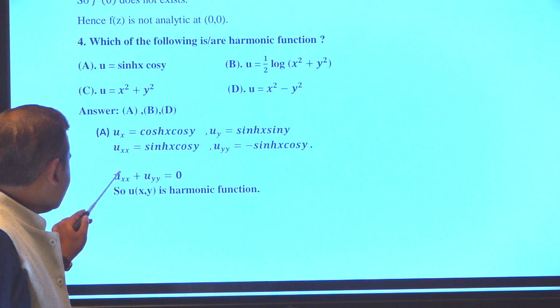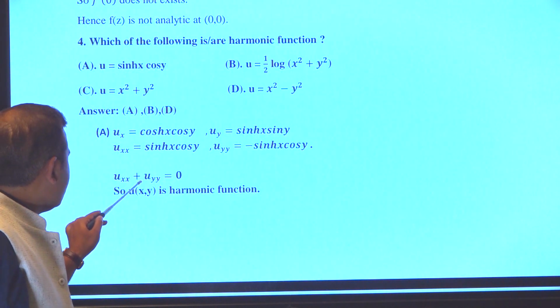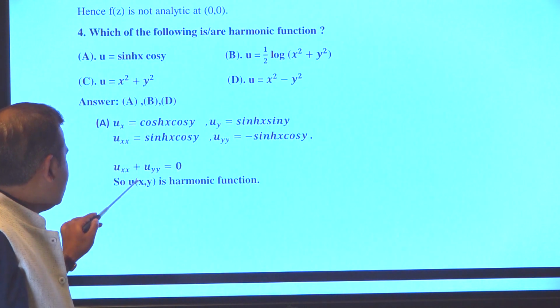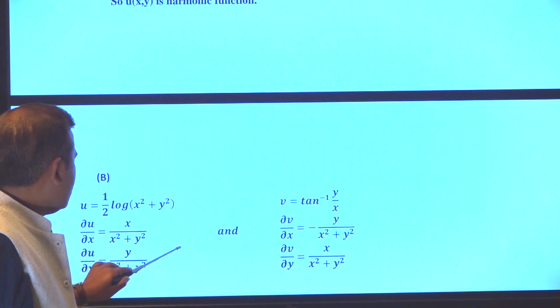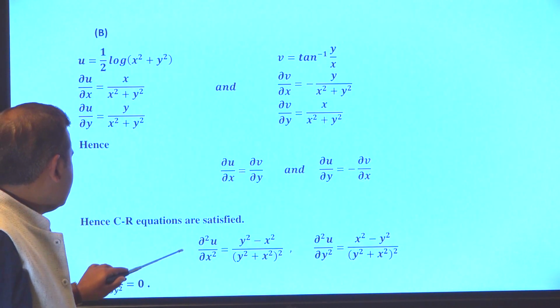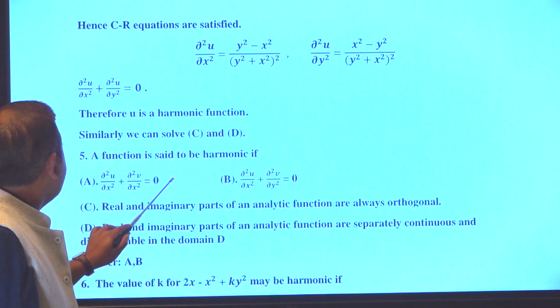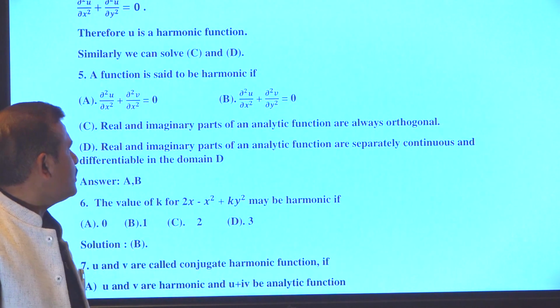So here we have indicated u xx plus u yy equal to 0. So you satisfy the harmonic functions. This is the option format. You just have to check this result. Now come to another problem, again based on the harmonic function.